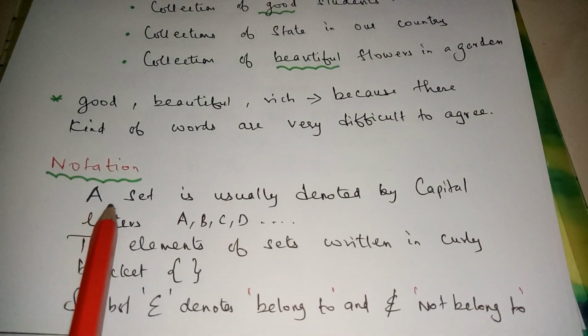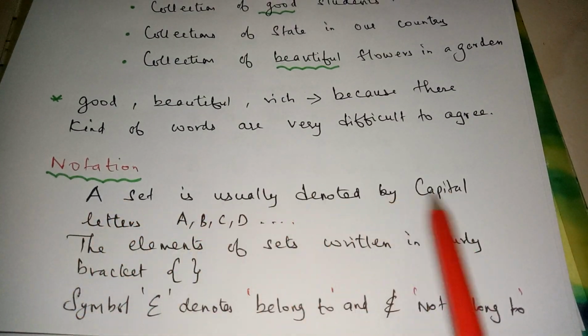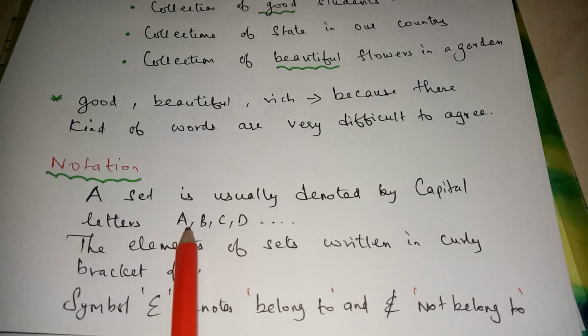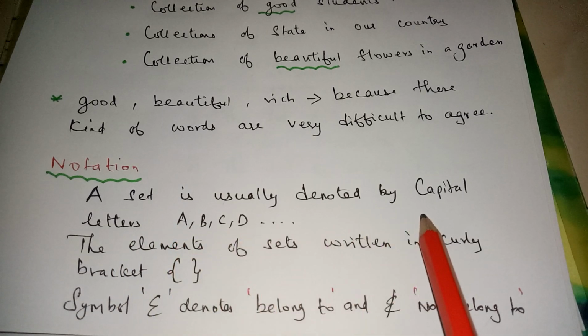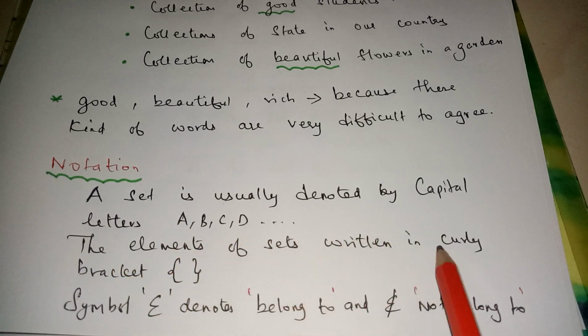Notation of a set. A set is usually denoted by capital letters, that is capital A, B, C up to Z, etc. The elements of a set are written in curly brackets. So this is the bracket we use for a set. Then we have symbols. This symbol denotes belonging to, and this symbol denotes not belonging to.